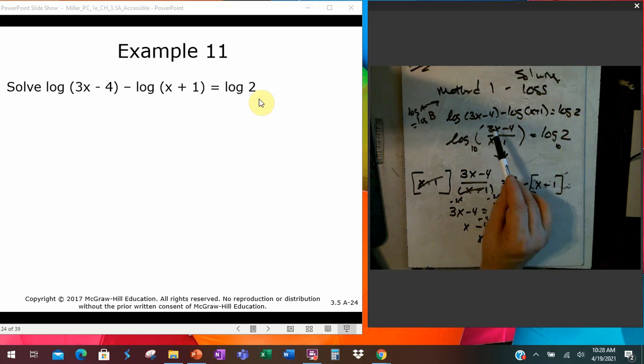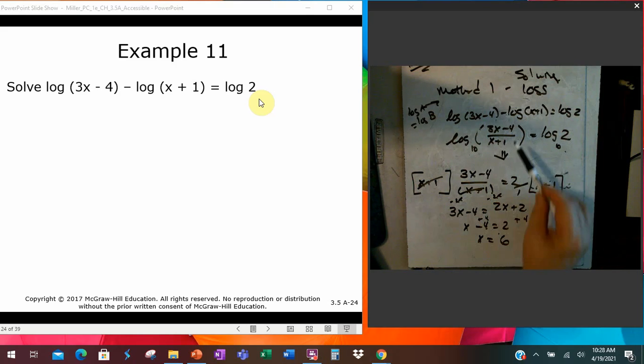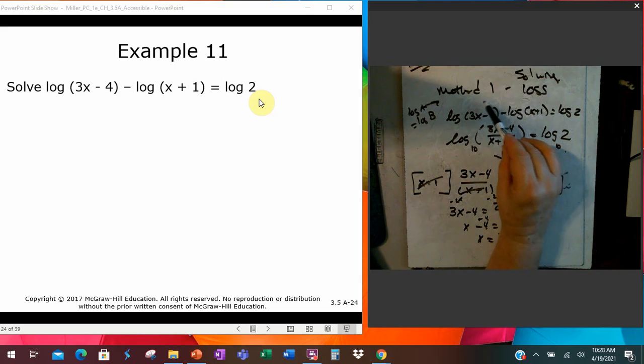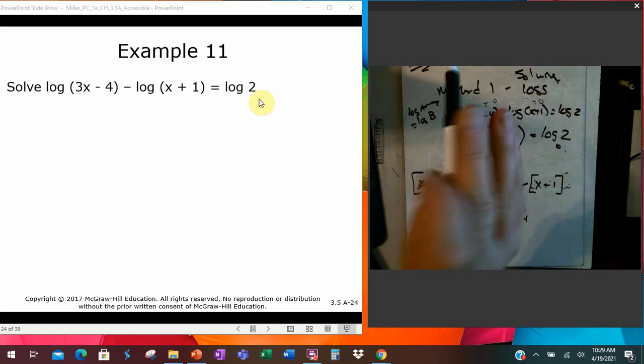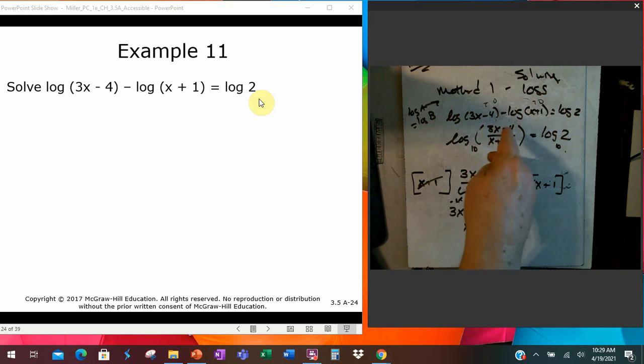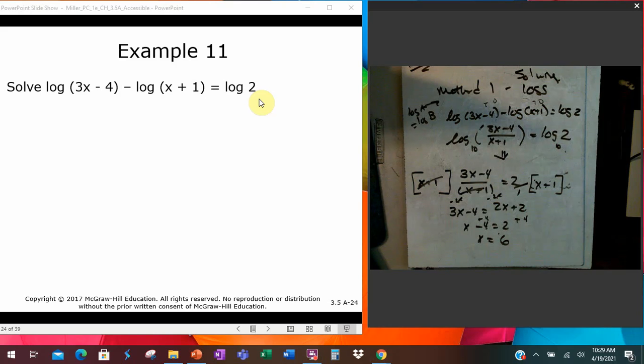Which is 18 minus 4, 14. Divided by 7 is 2. That's my 2. But I did this original check to make sure that this was greater than 0, this was greater than 0. And if they're greater than 0, I can do this. This works out to be 2. That works out. That's the 2. That's great.